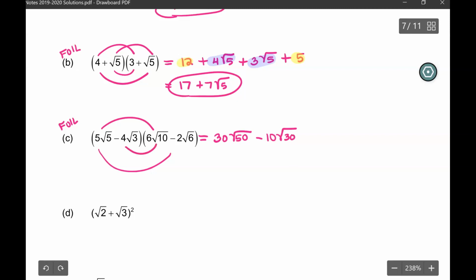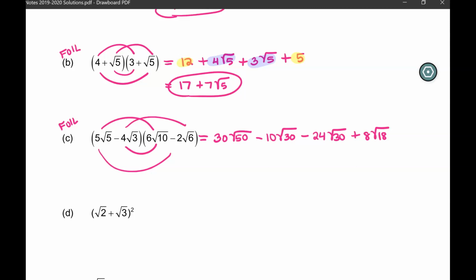Now I'll multiply these two. Minus 24 square root of 30. And then the last, I get plus 8 and the square root of 18. Okay, so the square root of 50 and square root of 18 can be simplified, but the square root of 30 has no perfect squares.